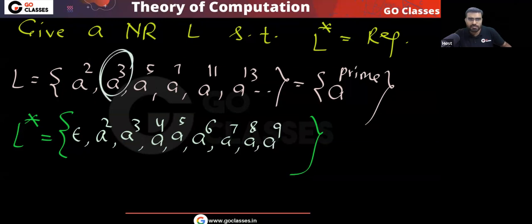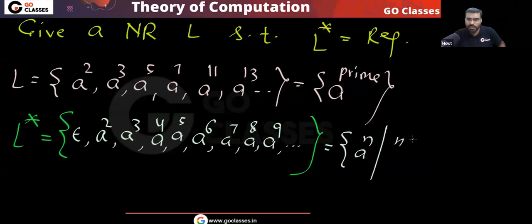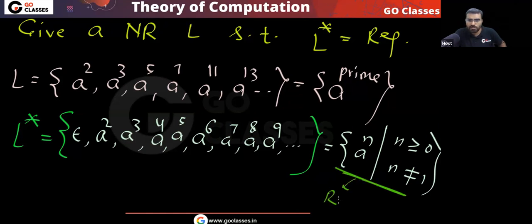Okay, did you notice what language we got? We got a power n, where n is greater than or equal to 0, but n is not equal to 1. And this language is also regular. Is this clear? Please tell me.